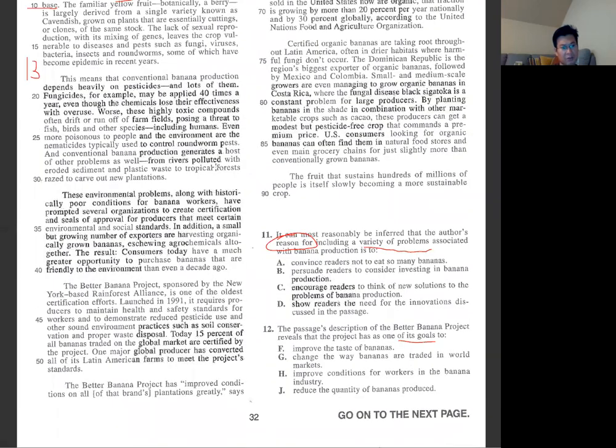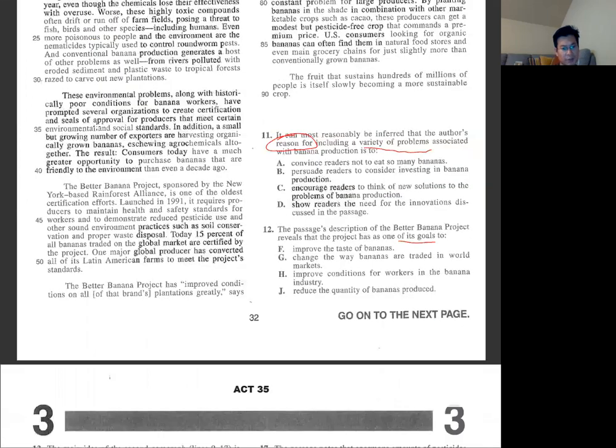And then next paragraph, this means that conventional banana production depends heavily on pesticides. So now it talks about pesticides. Okay, a lot of them, fungicide, for example, may be applied 40 times a year. And then worse is huge toxic compounds drift and run off farm fields, posing a threat to fish, birds, and all that stuff. So you can skim through the later part.